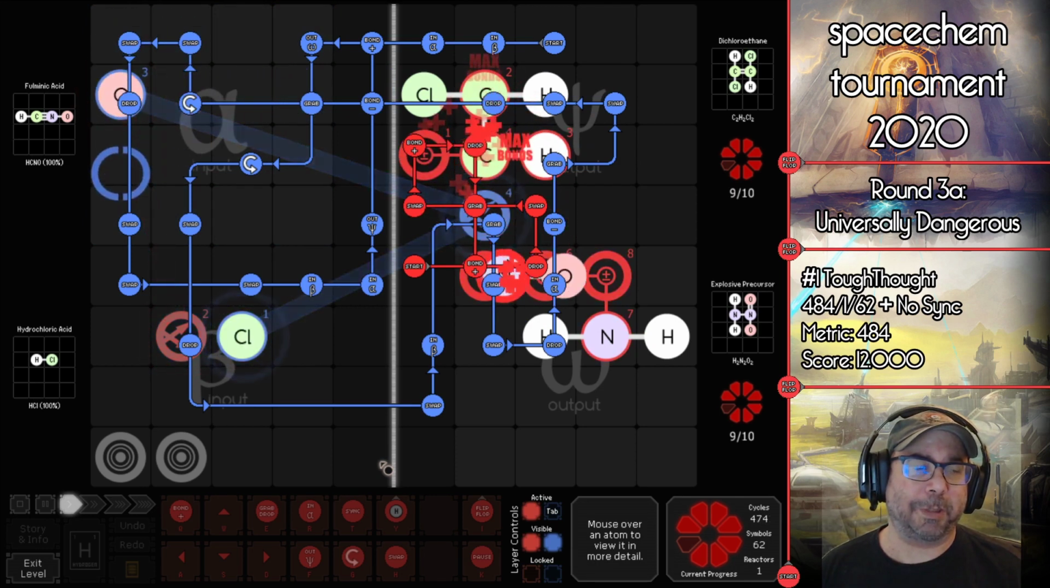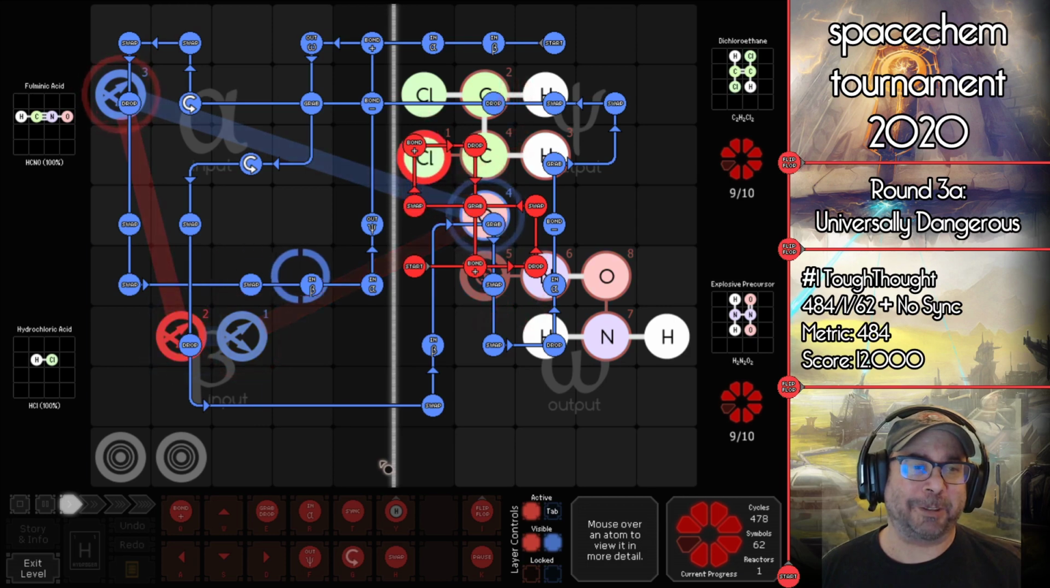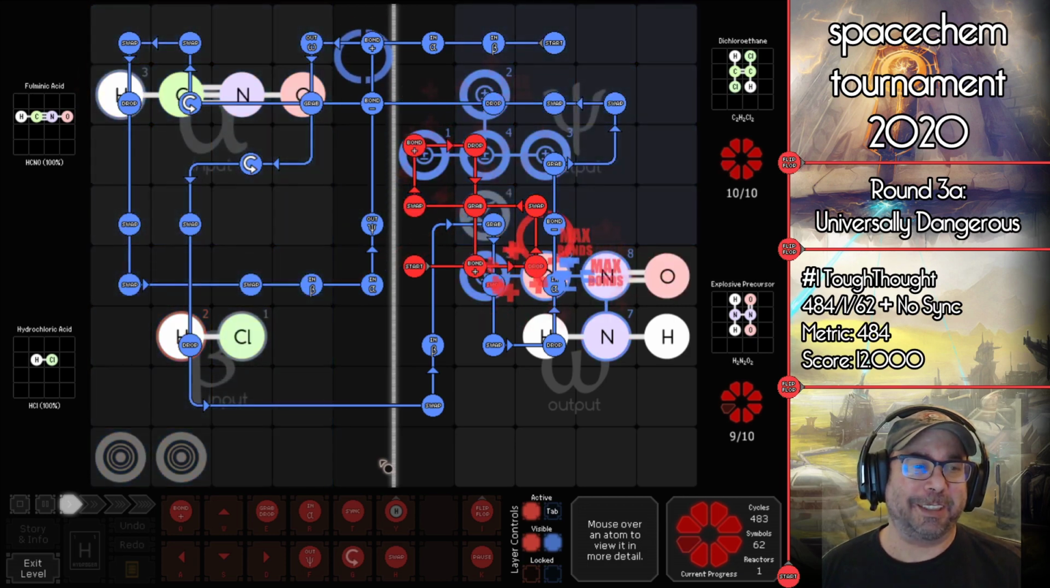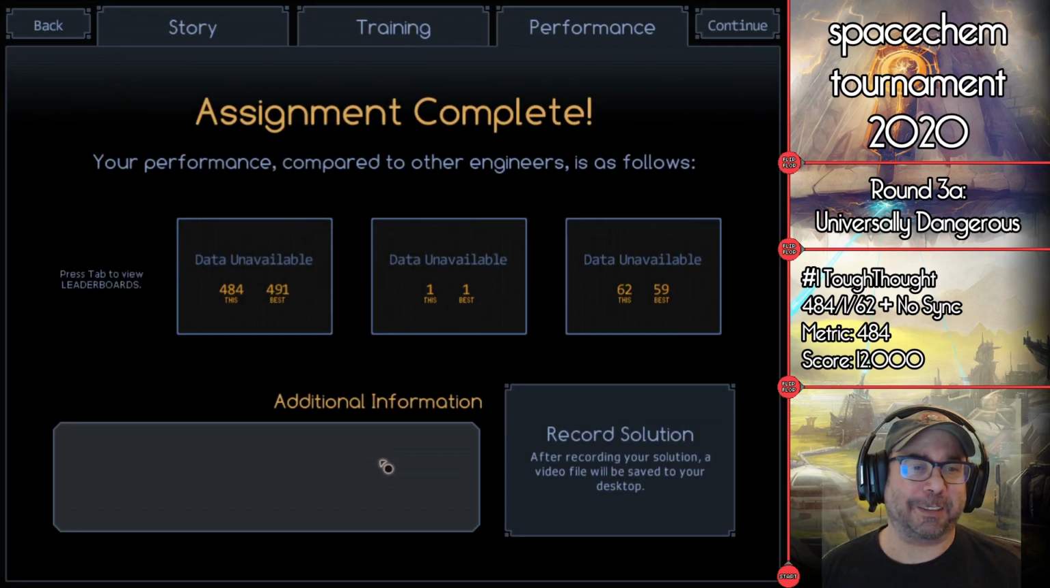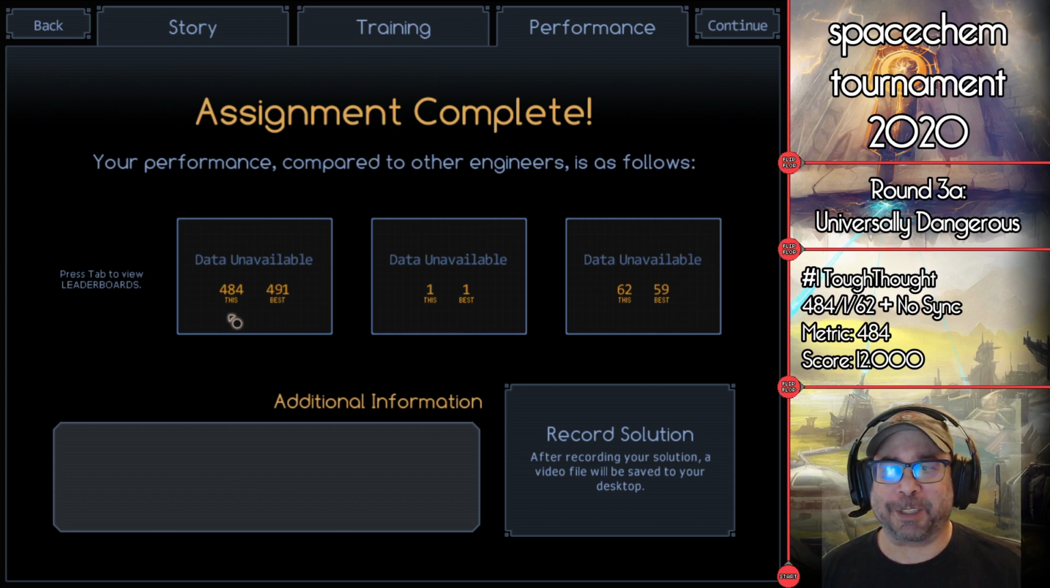And we'll let it run to completion at this pace. And there it is, 484 cycles instead of 491 before it. That's a nice jump. Nice job, ToughThought. You're our winner this week. Yeah, congratulations. Someone's going to have to stop ToughThought on these cycles puzzles. He's starting to look unstoppable. Impressive. But there's more. There are more non-scoring solutions. Let's go take a look at them.